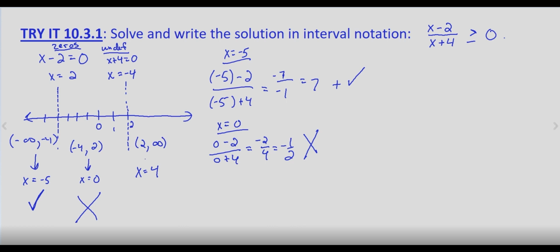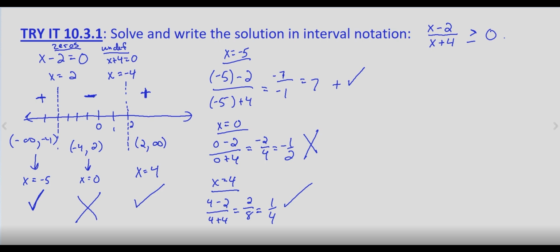Last but not least, we'll check x equals 4 in our interval 2 to infinity. That gives us 4 minus 2 over 4 plus 4, which equals 2 over 8, which equals 1/4. 1/4 is greater than 0, so it's greater than or equal to 0. It satisfies that, so I'll put a check mark here, as that interval checks. So this is positive, this is negative, and this is positive.